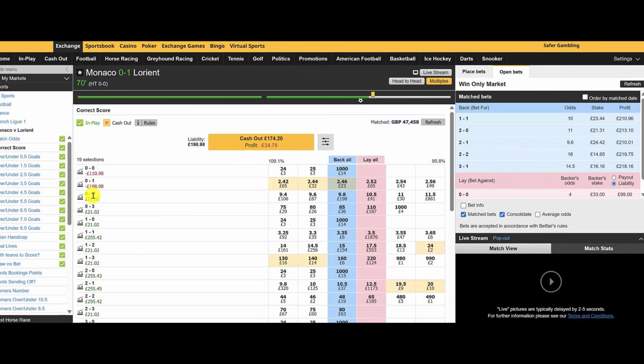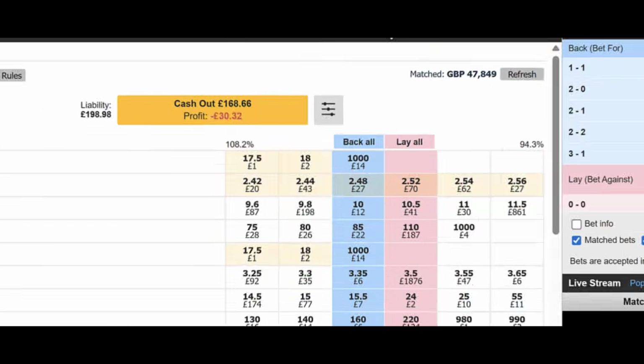If it is Lorient 2-0 up, we'll make a small profit. But if we do get on that target score of the 1-1, then we really are in business. We've also got 2-1 there also. So anyway, that's the move. It's Monaco 0, Lorient 1 on 71 minutes.